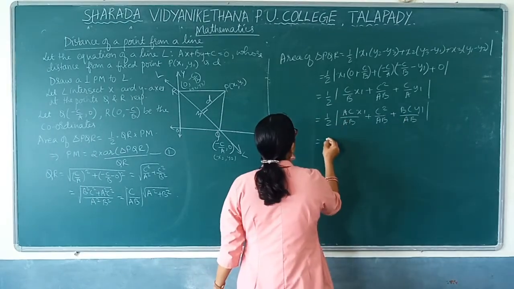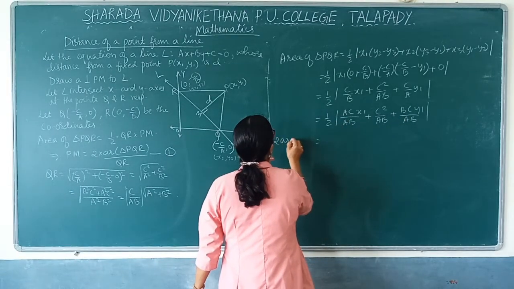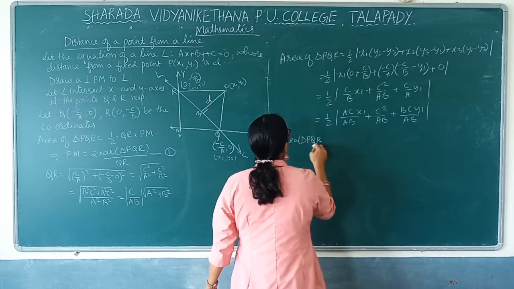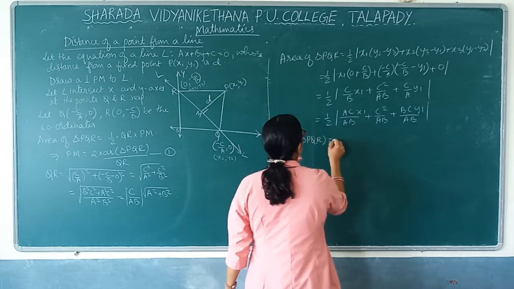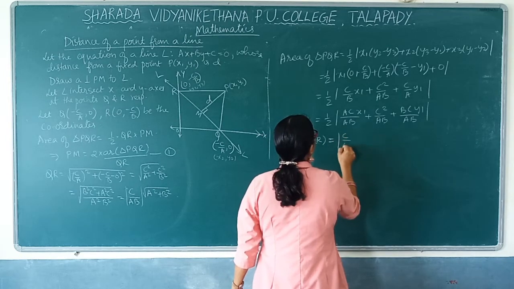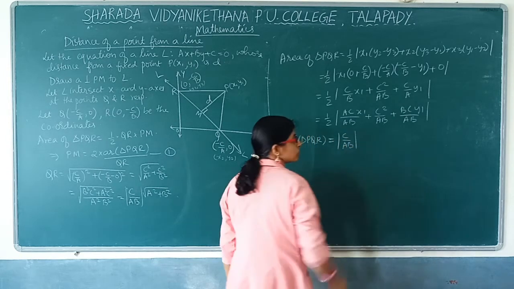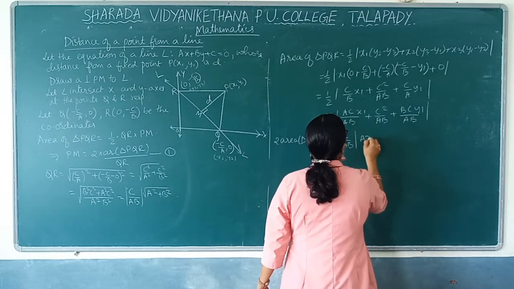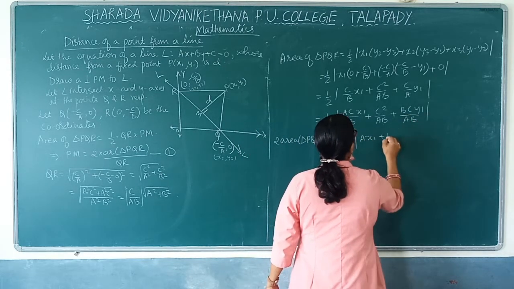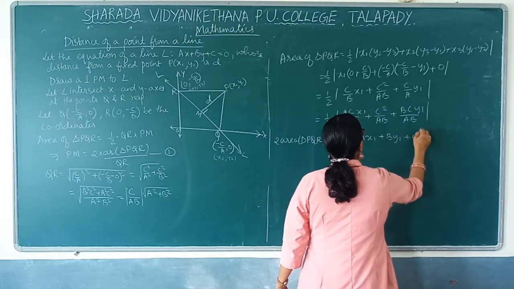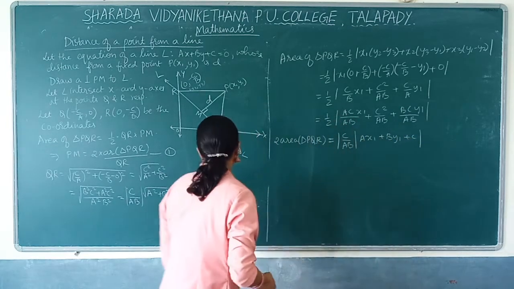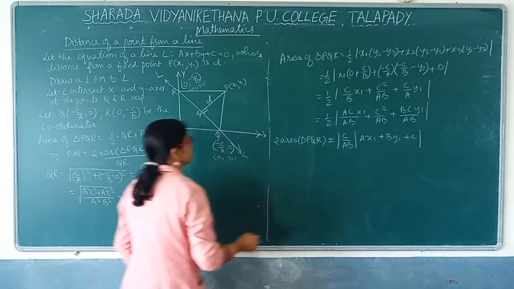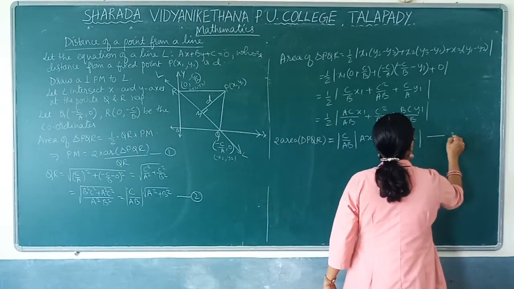Common. So we can write 2 times area of triangle PQR. 2 times area of triangle. These two I have taken this side. It is equal to c by ab. We will take absolute value because area is positive. So what is left here? c by ab, if you take ax1 plus by1 plus c. Okay. So this is the area. So substitute this expression for QR and the expression for area in equation 1.